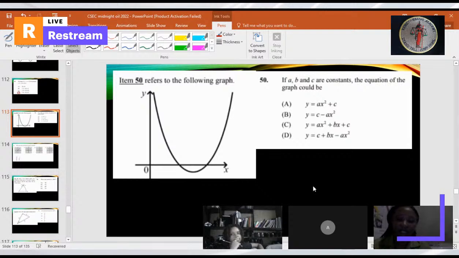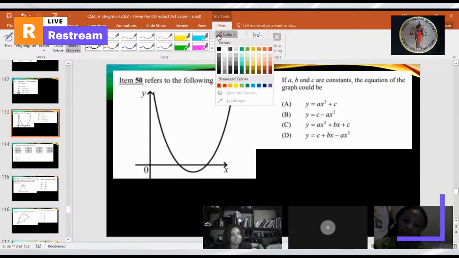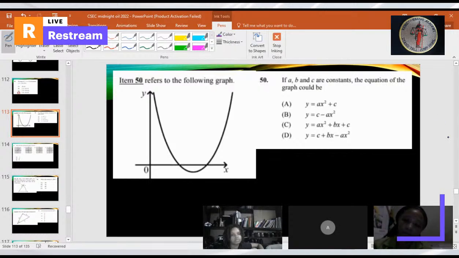All right, number 50, Asar. If a, b, and c are constants, the equation of the graph could be. So which of those equations could give a parabola that looks like that? y is equal to ax squared plus bx plus c. Correct.